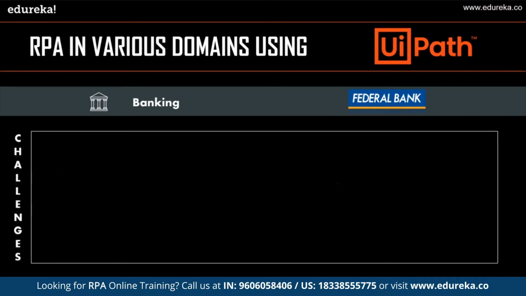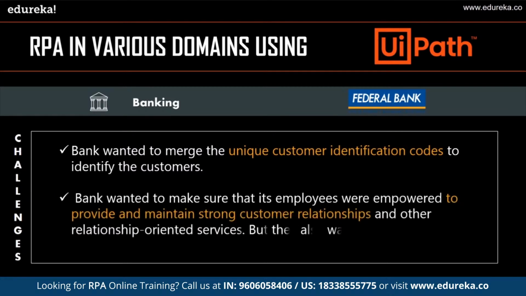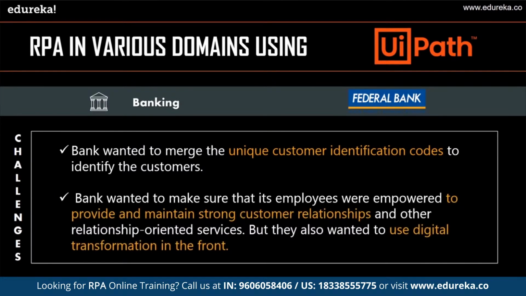Now, the main challenge the bank was facing was that the bank wanted to merge the unique customer identification codes to identify the customers. If the bank decided to do this manually, then it would obviously be time consuming, error prone, and it would be tough to scale the bank simultaneously.